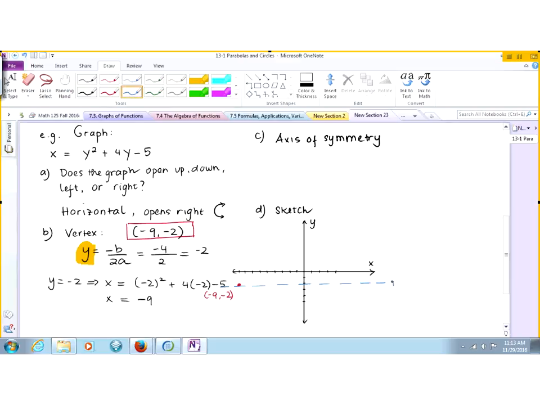Yes. That is y is equal to negative 2. Yes. Good. All right. So this is negative 9, comma, negative 2. All right. So what do you do next? Any idea? What should we do next?